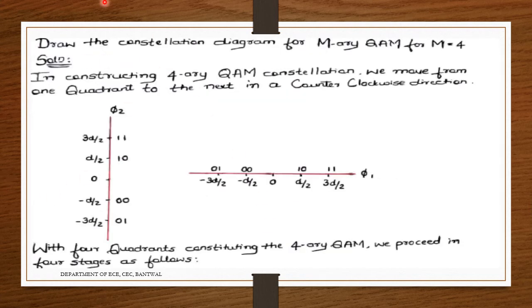Next one, it's a very important problem. Draw the constellation diagram for M-ary QAM for M equal to 4. Here M equals 4, so we take it in this manner. The axes are phi 1 and phi 2. So this is phi 1 and this is phi 2. This is what you represent here, but we do it separately so that you don't get confused.